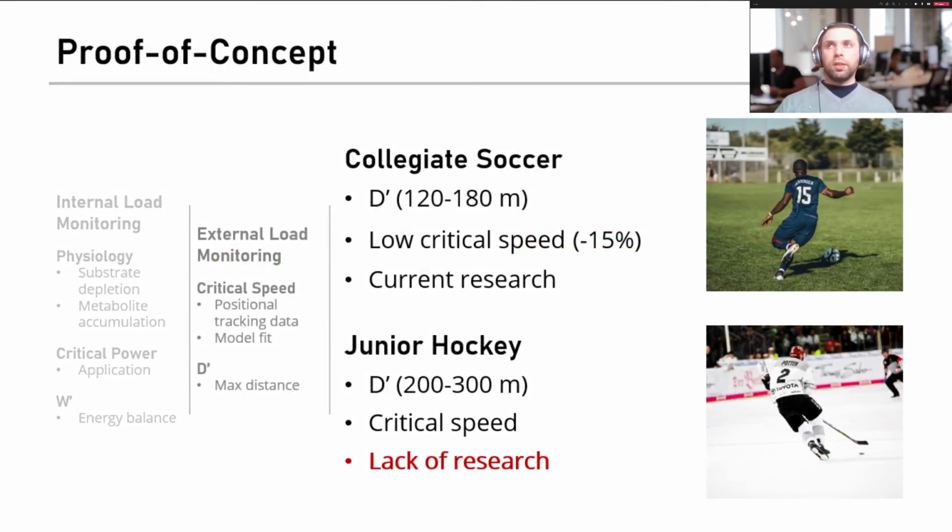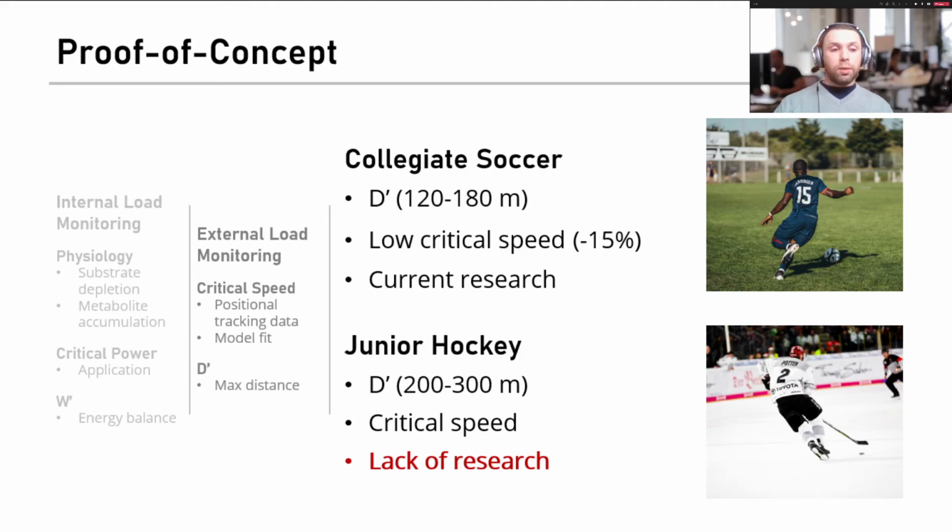There were two proof of concepts that I did, one in collegiate soccer and one in junior hockey. In collegiate soccer, we found that critical speed values were underestimated by about 15% when compared to lab-based tests, and their D prime values were somewhere between 120 and 180 meters. This value is intuitively probable, and we see that the critical speed values, their underestimation is in keeping with the current research that's out there on critical speed testing in the field, essentially.